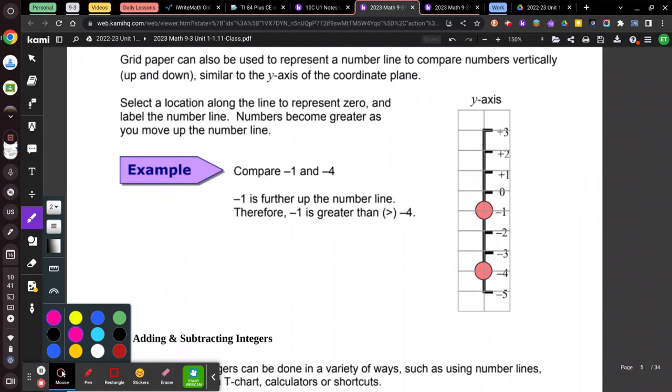All right, turn your page, please. We can also put the grid paper straight up and down and use it up and down instead. But it's the exact same process. So we would place 0 and then we would compare the numbers. How far do they go? Now this one, you could think of climbing a ladder. So this would be very similar to climbing a ladder.